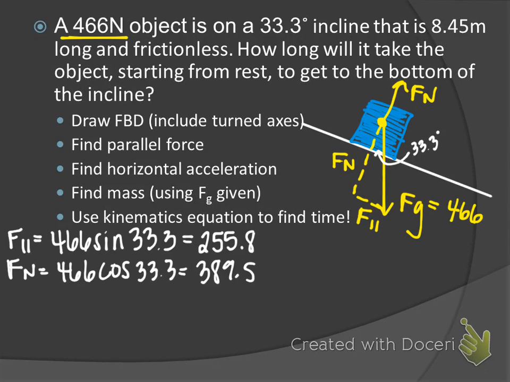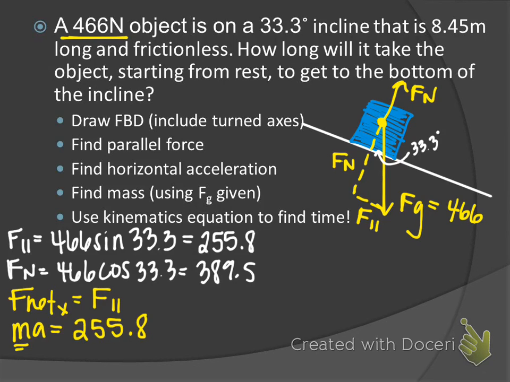Okay? So if we set up our F net equation in the x direction, we only have one force, right? Only F parallel. That means we're going to set mass times acceleration equal to 255.8. But we have to solve for our mass.